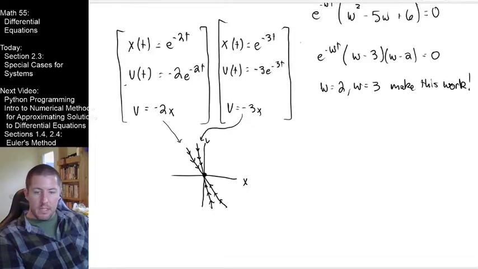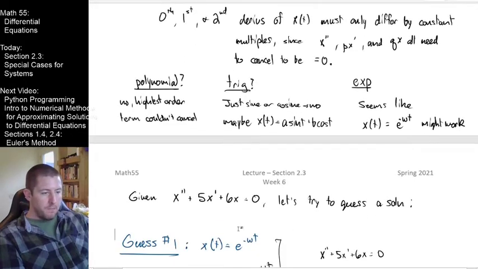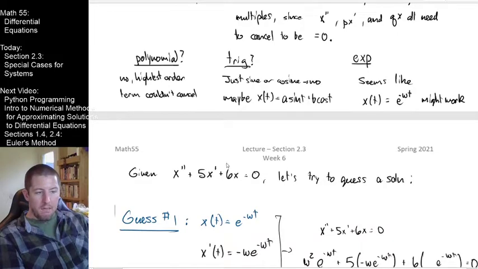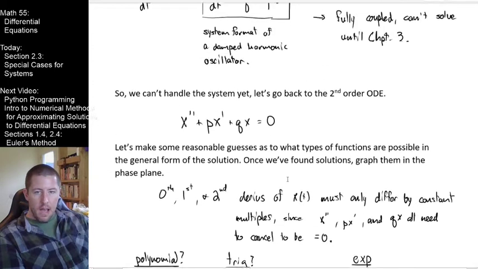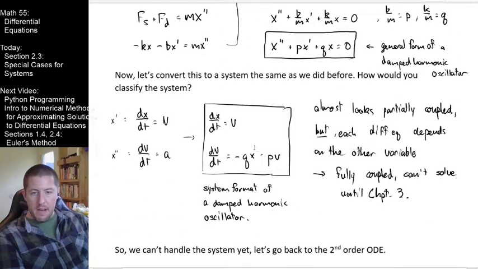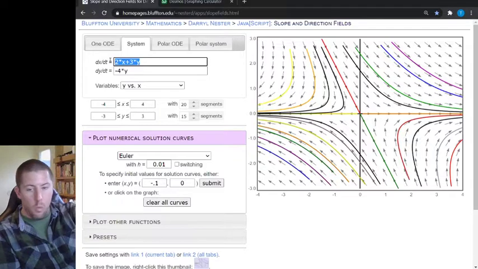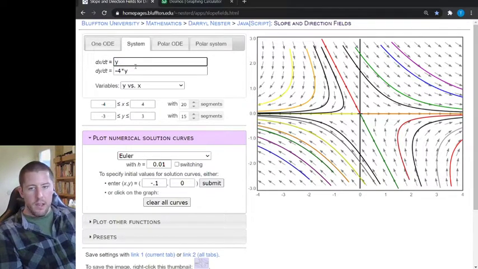So let's go pop over to technology. I've got my system here. Remember that we chose P to be 5, Q to be 6. I'm going to use that right here. All right. So it looks like we're going to get over here with our system that dx/dt should be just y. That's v in our case right here.